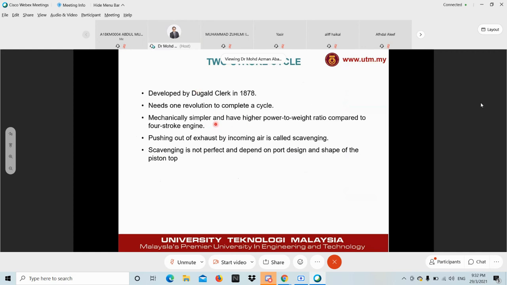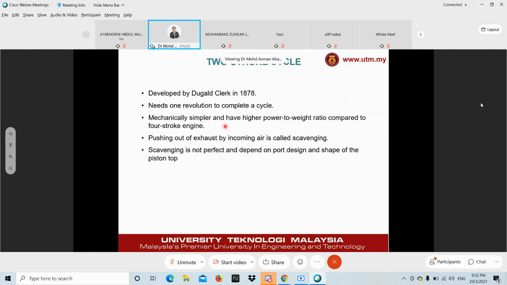It is mechanically simpler and has a higher power to weight ratio compared to a four-stroke engine. Can you see that, Zuhaimi? Yes, sir. So it's much simpler. Zuhaimi's motorcycle is much simpler, and it has a higher power to weight ratio compared to your Waisuku.